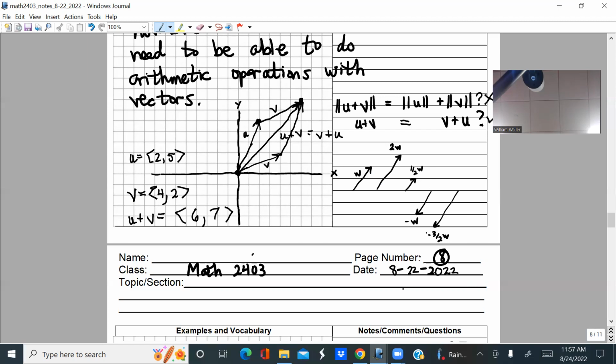Here's a picture of minus 3/2 times W. So what does that do? Well, it changes the direction of W, because this is a negative scalar, and then it's going to extend the length of W by 3/2. So you're going to get a little bit bigger vector here. So that's how scalar multiplication works geometrically.